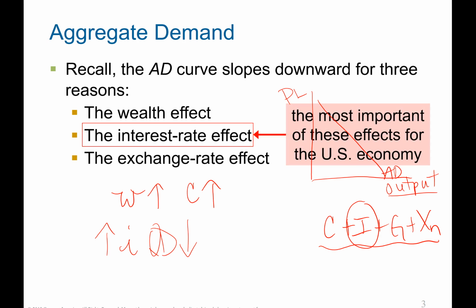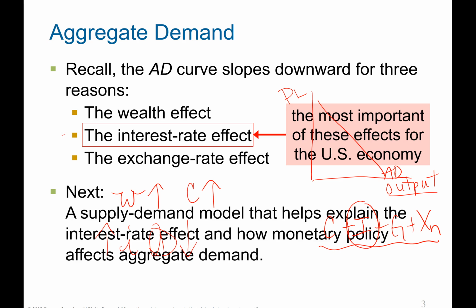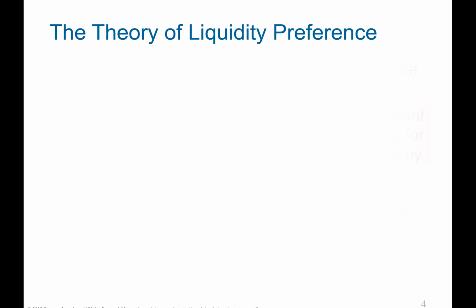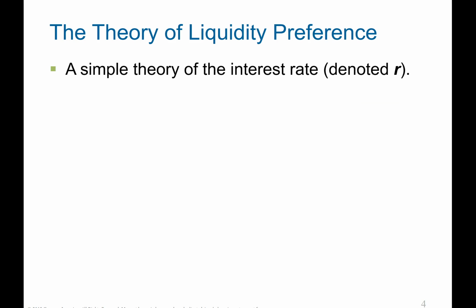Now, the most important of these effects for the U.S. economy is the interest rate effect, because this one definitely has the greatest impact. Next, we're going to look at a supply and demand model that helps explain why the interest rate effect is important and how monetary policy affects aggregate demand. So we're going to look at the theory of liquidity preference. And it's a simple theory of the interest rate.